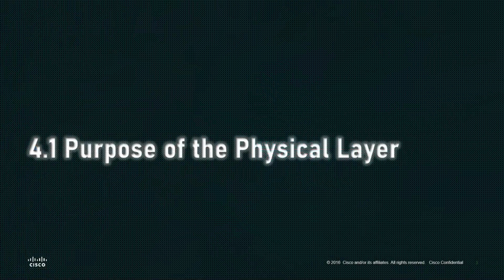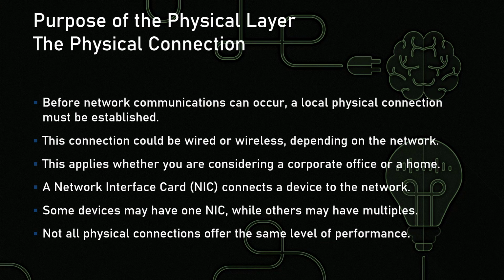So let's get started with 4.1, the purpose of the network layer. Before any wireless communications can occur, before any physical connections can occur, before network connections can occur, we have to have a planning phase. But once that's done, we have to build upwards from that. We have to have a hierarchy. So a local physical connection has to be first. You can't have a wireless system without a backbone.